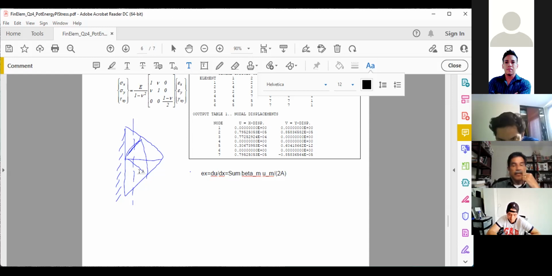What do you expect for the values? If you compare the strain in this triangle and in this triangle, what strain do you expect to be larger? This one here or this one here? Anybody?